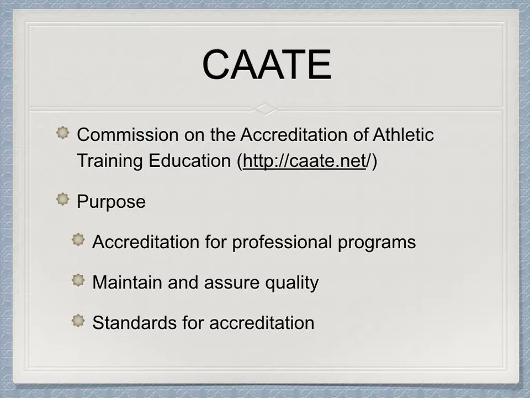The purpose of CAATE is, number one, they do the accreditation for professional programs. What that means is that they make sure that all professional programs have the same quality, and maintain and assure that quality, and that all the universities and colleges that now have master's programs or professional programs meet the minimum standards for accreditation. They don't just look at the athletic training program, they look at the university as a whole.